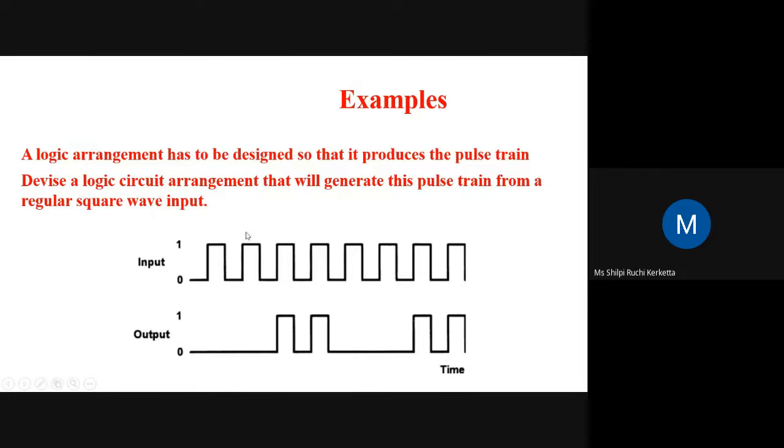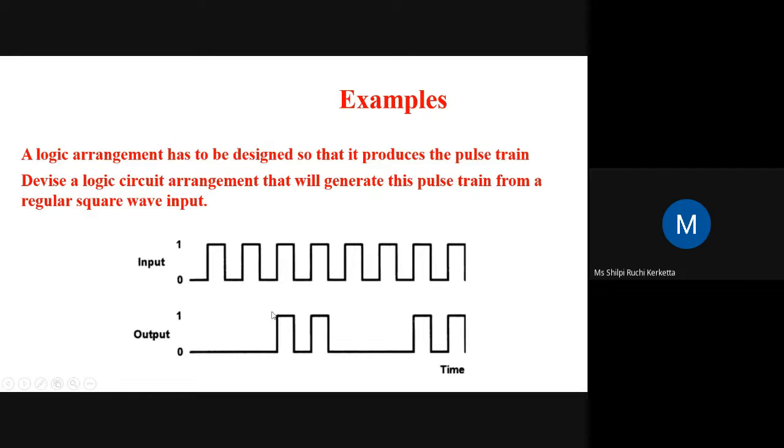This fifth question is not coming in the exam, but I will explain it. A logic arrangement has to be designed so it produces a pulse train. Devise a logic circuit arrangement that will generate the pulse train from a regular square wave input. I don't think this is applicable to you, but they have given this question.